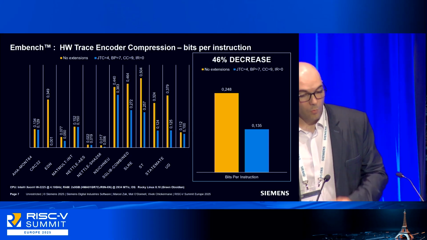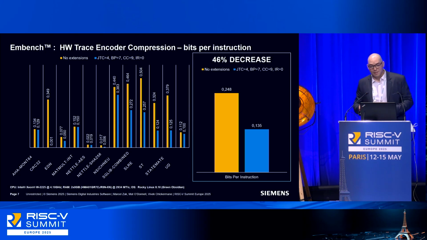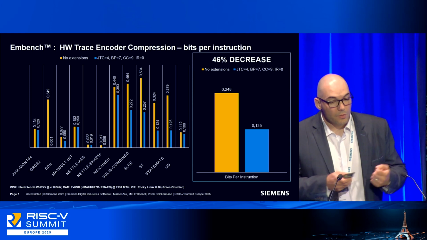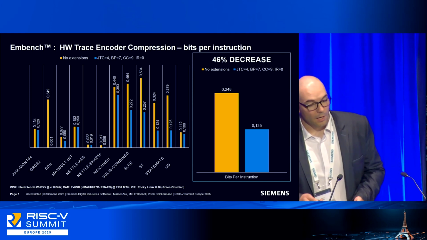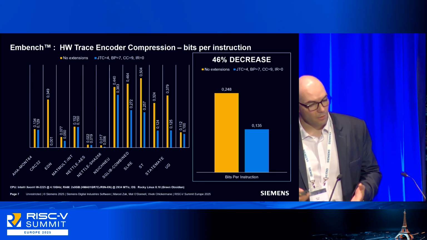In summary, we achieve an average of 46% reduction in bits per instruction when using the extensions. This dramatic improvement means that more trace data can be captured and stored while using less bandwidth. It has a significant benefit for real-world applications such as silicon lifecycle management.